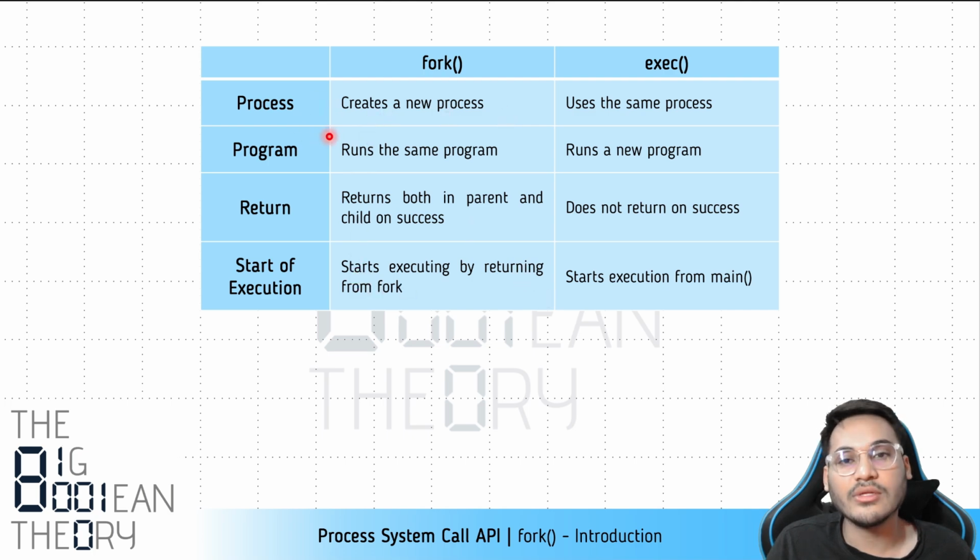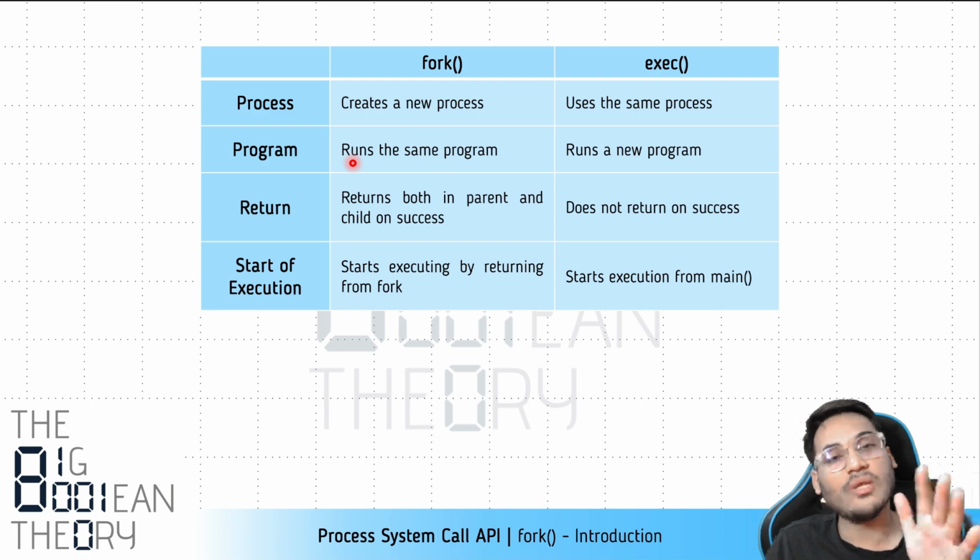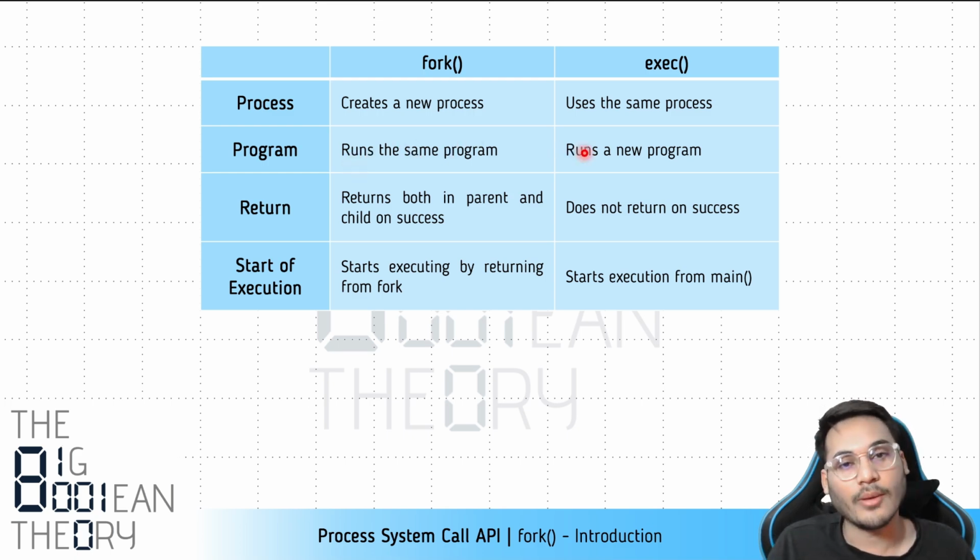At a very high level, the most basic difference is that fork creates a new process, whereas exec runs the same one. Fork runs the same program. It is basically a duplicate of the parent process. So the code that is being executed is the same, whereas exec runs a new program. So fork is new process, same program. Exec is same process. Sorry, fork is new process, same program. Yes, and exec is same process, new program, right?